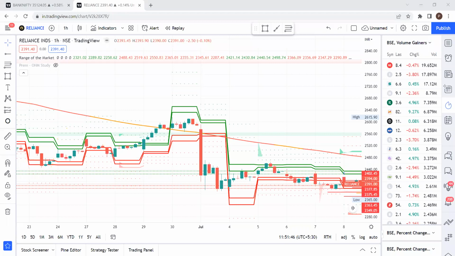No, sir. Algo means automatic. Automatic trades will happen. If I have Zerodha, then you need to pay for the bridge, which is around 2,700 rupees for a month.